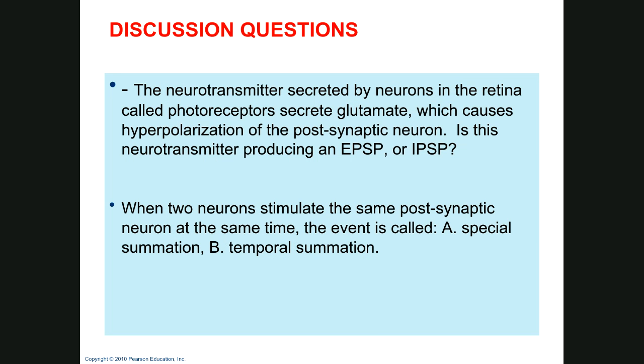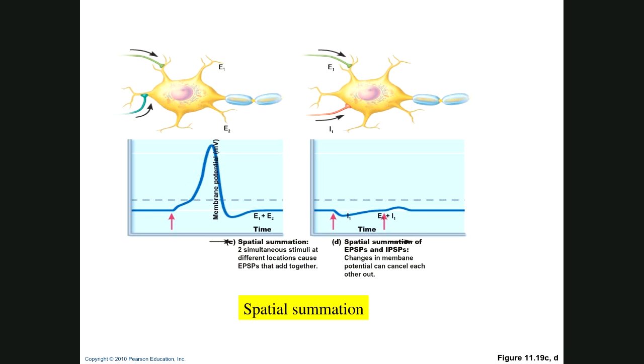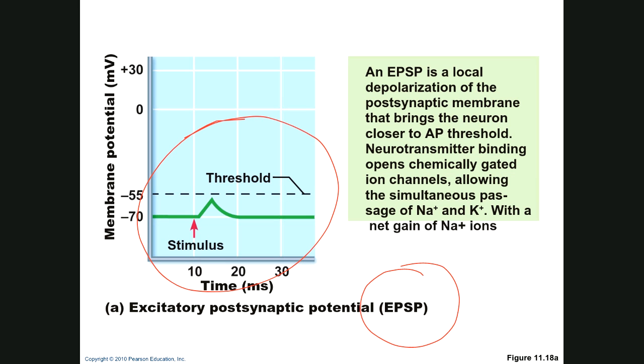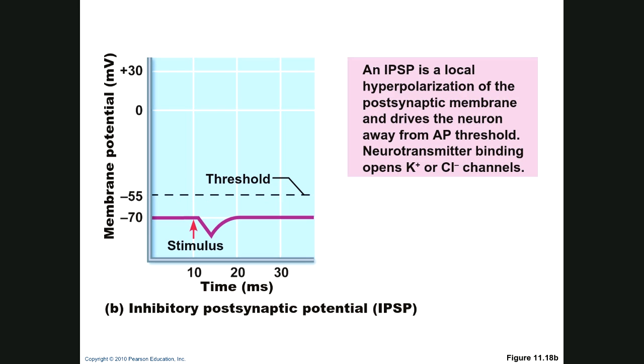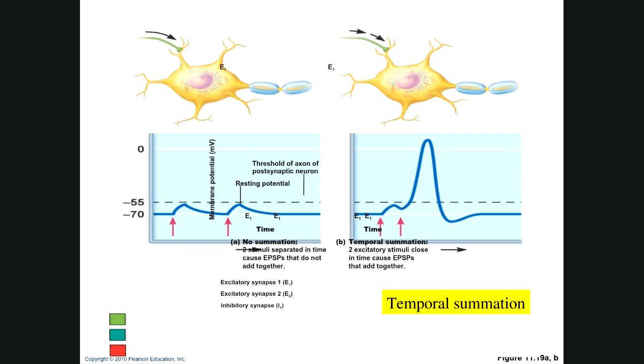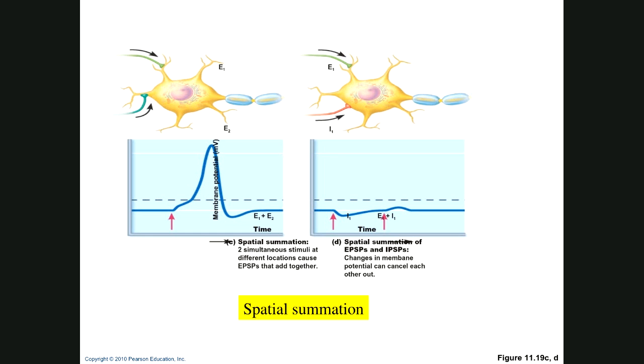Now, what you need to know from here is you should know what an EPSP is, and that an EPSP does make an action potential possible. What an IPSP is, and an IPSP is not going to make an AP possible. You should know what we mean by temporal summation. You should know what we mean by spatial summation.